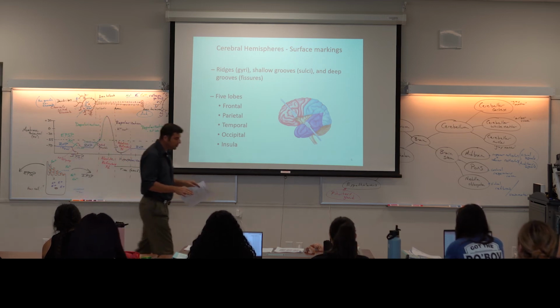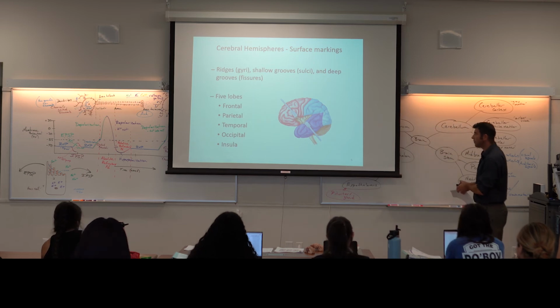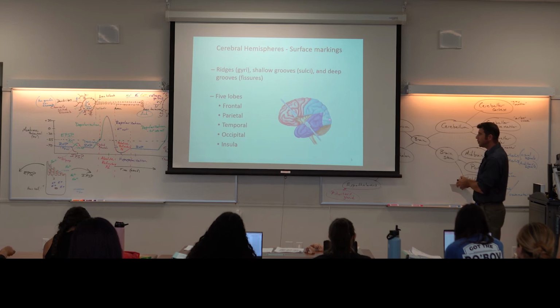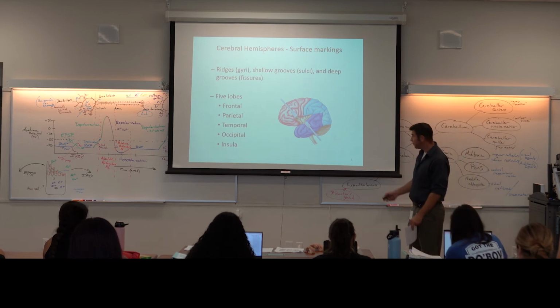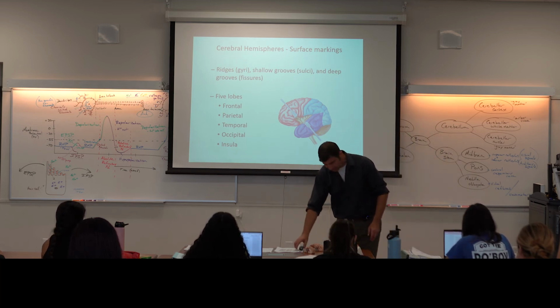So 4 of these lobes of the brain correspond with the bones that protect that part of the brain. So the frontal lobe is protected by the frontal bone. The parietal lobe is protected by the parietal bones. The occipital lobe is protected by the occipital bones. These temporal lobes are protected by the temporal lobes. I said temporal lobe, protected by the temporal bone is what I meant to say.